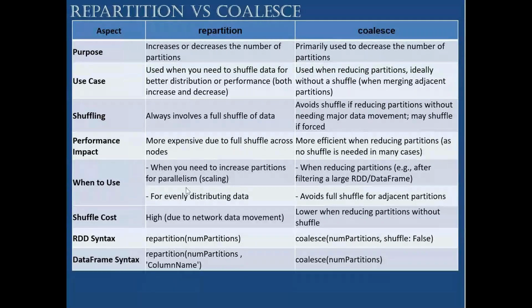When to go for repartition? If you want even distribution of the data in the output, or when you want to increase the partitions, you can directly go for repartition. Go for coalesce when you want to reduce the partitions and avoid a full shuffle of the data. Shuffle cost is high for repartition, and low for coalesce because it does very little shuffling. RDD syntax: rdd.repartition and rdd.coalesce. DataFrame syntax: df.repartition and df.coalesce. Okay, let's go and see this in practice now.